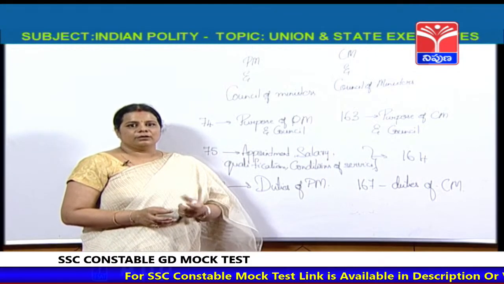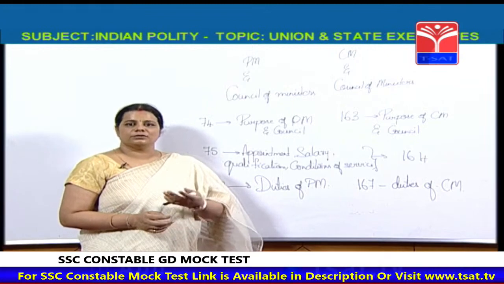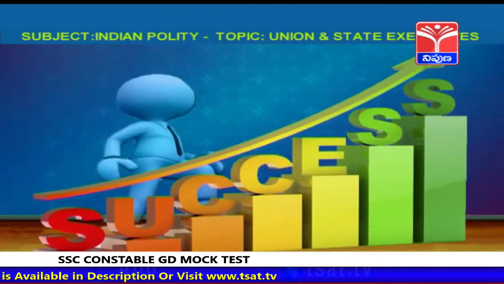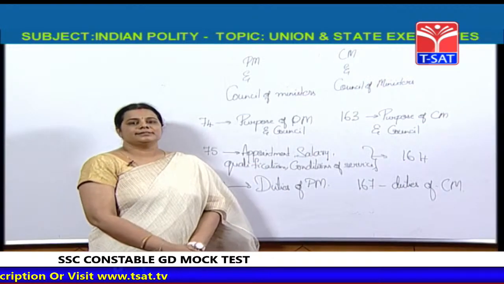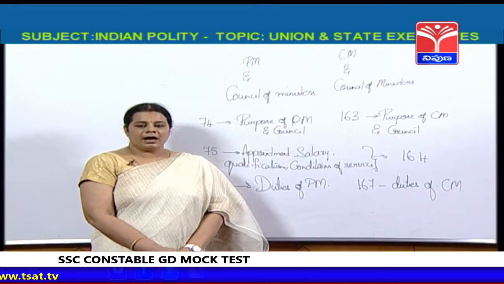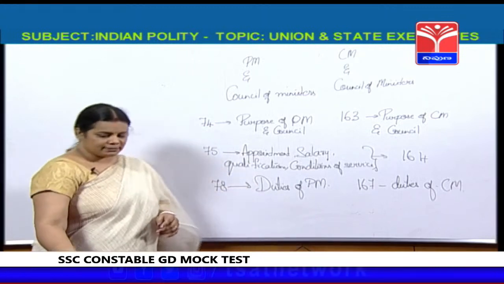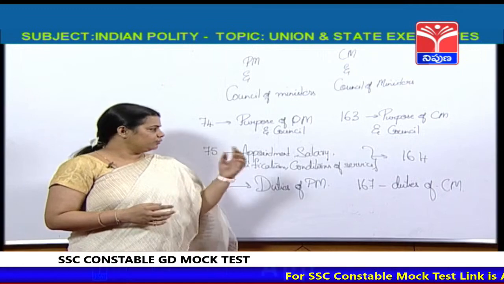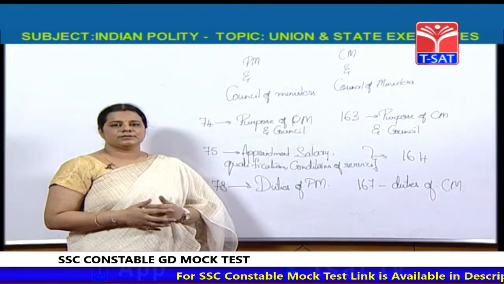ఎప్పుడైతే అది బైండింగ్ కాదో అప్పుడు రీకన్సిడరేషన్ క్లాజ్ కూడా వచ్చే ఛాన్సెస్ ఉండవు. This is about Article 74 and 163. The next important article is Article 75 and 164. Article 75 will basically tell us who will appoint the Prime Minister and his council, what are the qualifications, conditions of service and so on.